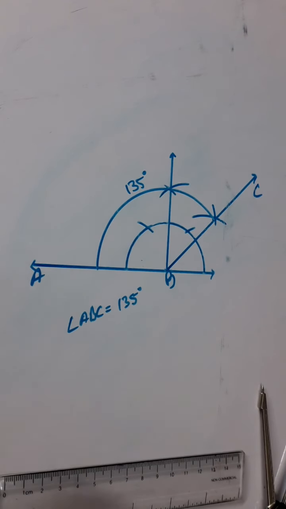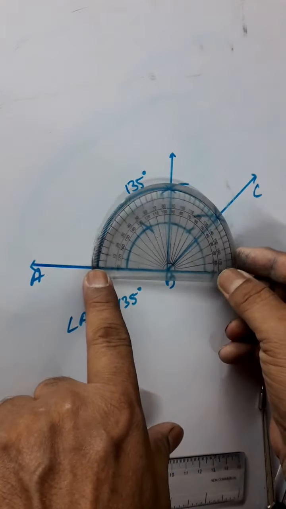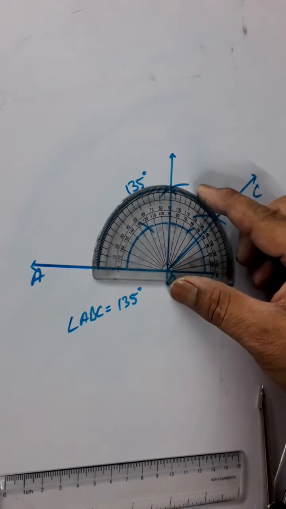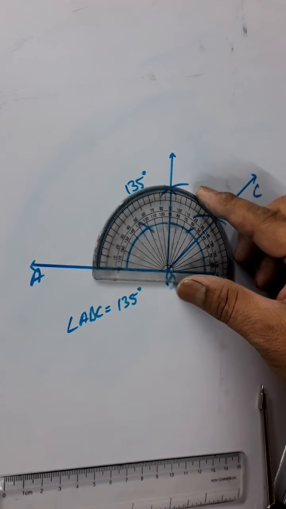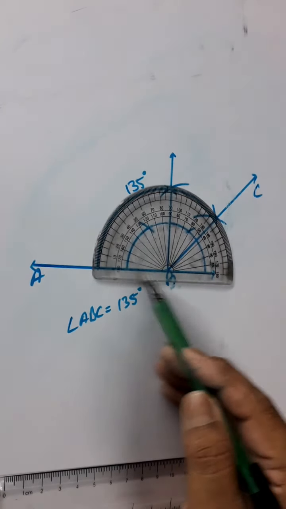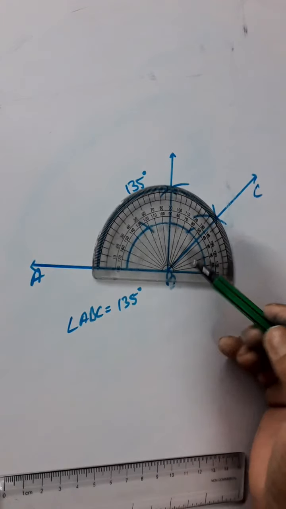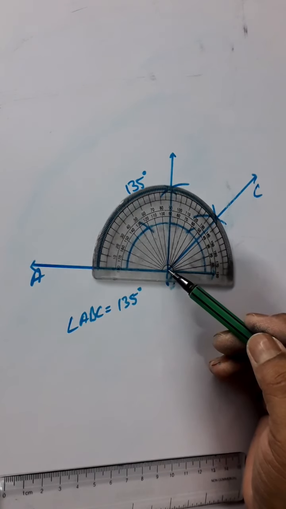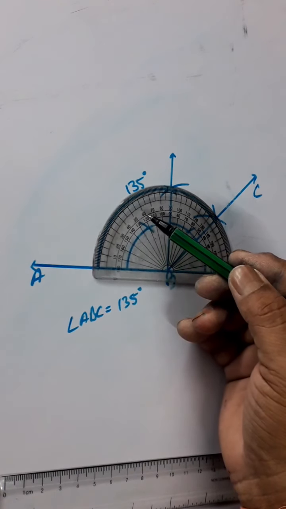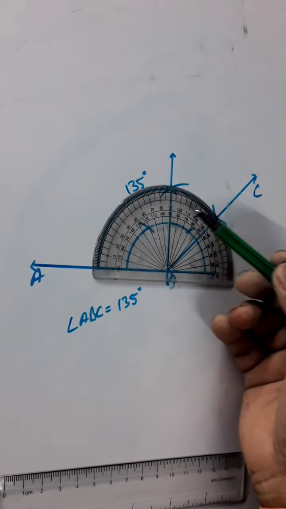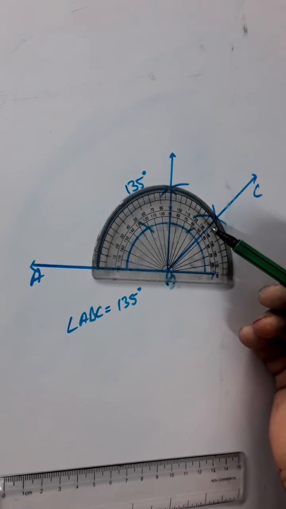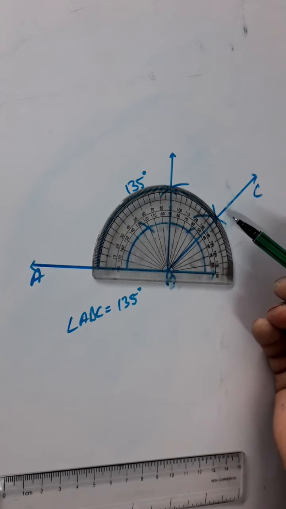Now I am going to measure this angle with the help of D. I have put it here. Now we can see our baseline of this D lies with this line, and if another vertex is here, another end point is here, we will start measuring 0 from here, 0, 10, 20, 30, 40, 50, 60, 70, 80, 90, 100, 110, 120, 130, 140. It lies exactly between 130 and 140. So this angle will be of 135 degree.